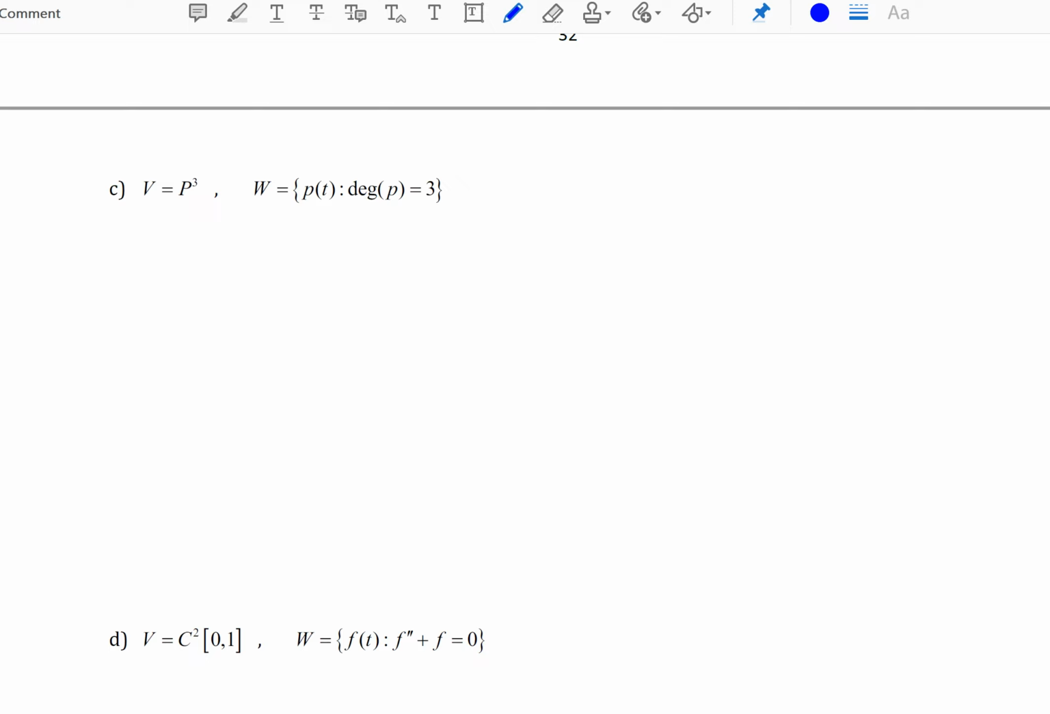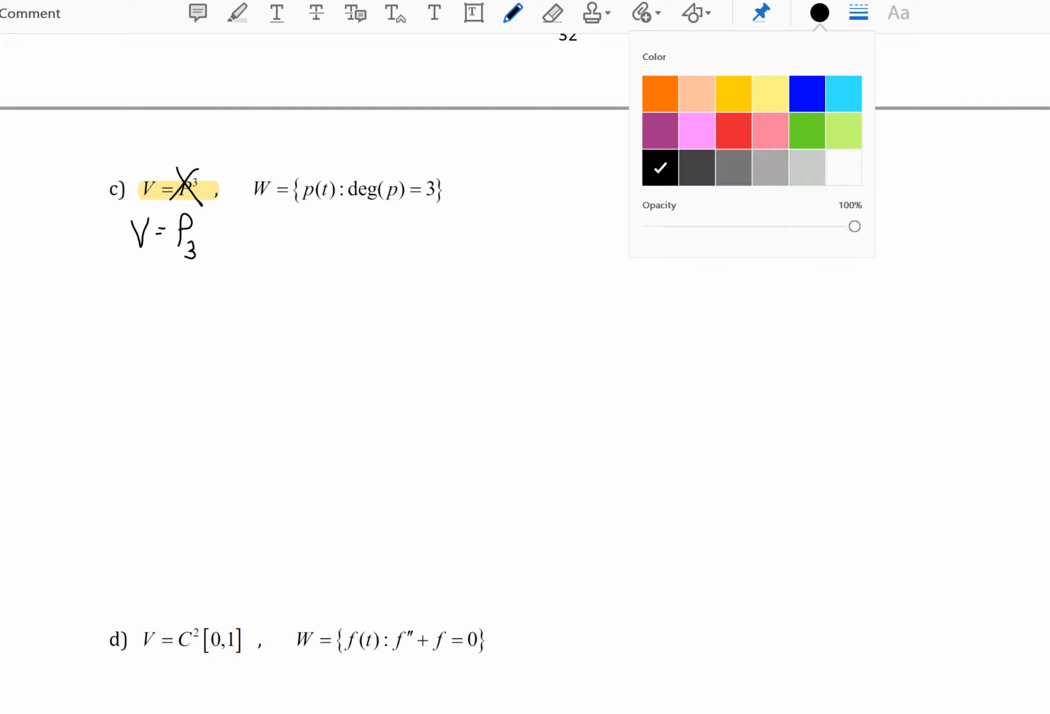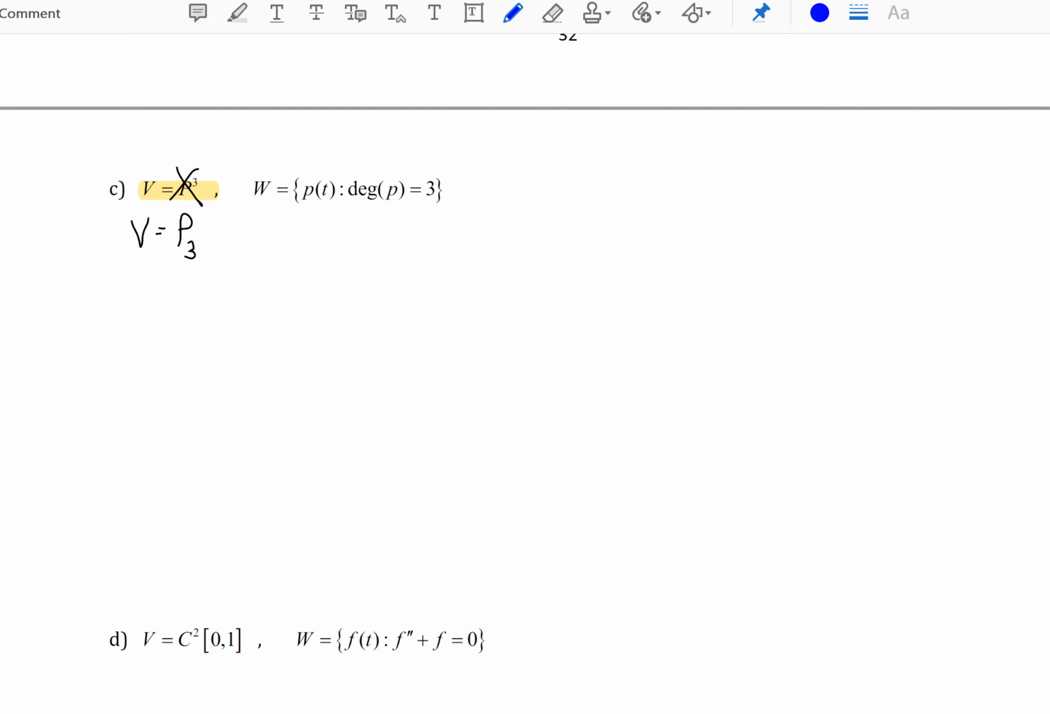Okay, let's try another one. Consider the vector space P3. And notice I wrote that P3 wrong. It should actually be written with a lowercase with a subscript, not a superscript. So your vector space is P3 like this. So W is polynomials where the degree equals 3.